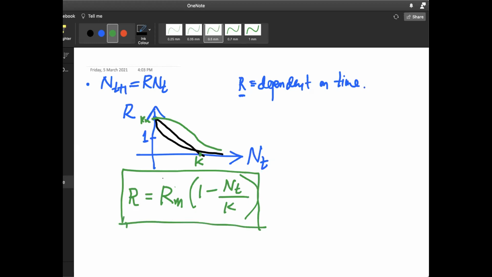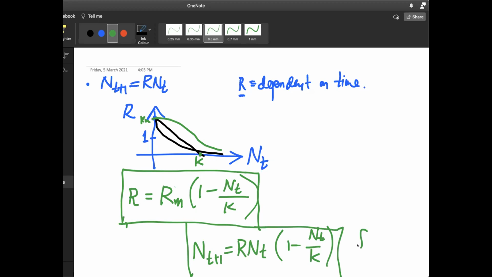And if you incorporate this back into the equation above, what you get is that n_{t+1} is equal to R times n_t into (1 minus n_t over K), for n_t less than K. Why did I write this specific condition here? As you all know, in this equation, if n_t was greater than K, the second term will become more than 1. So R will become negative, and that is not allowed. Therefore, I'm going to restrict n to be less than K.